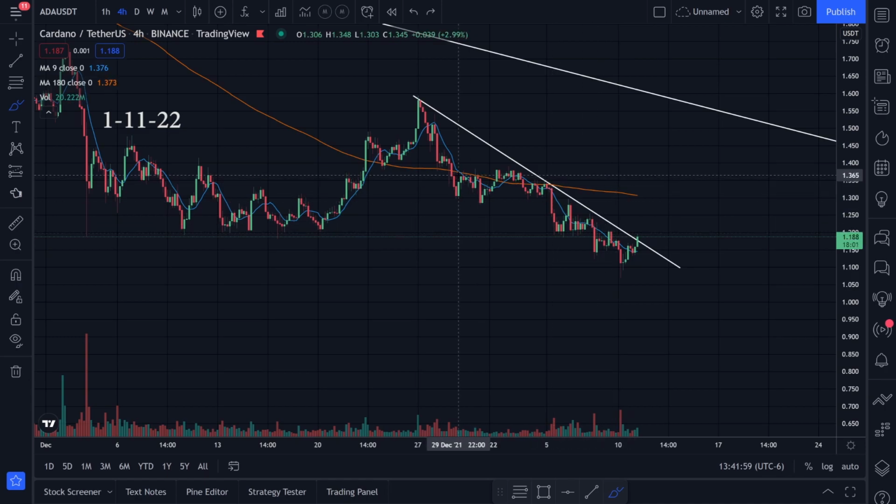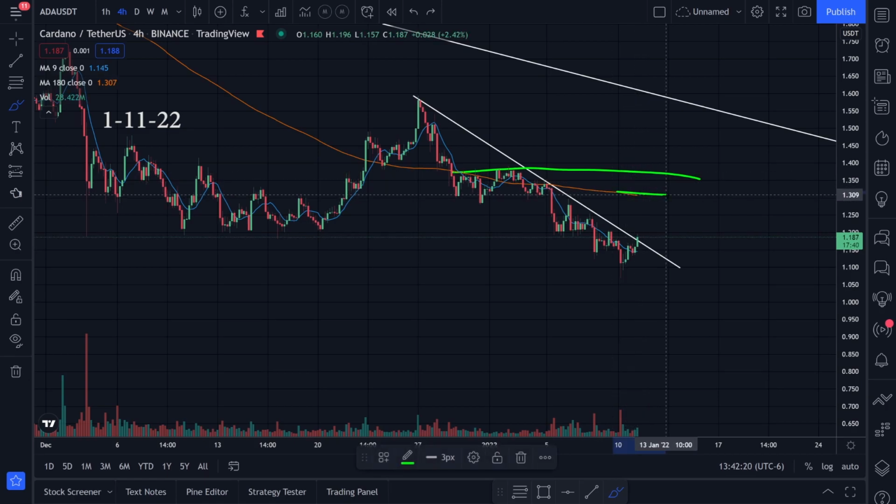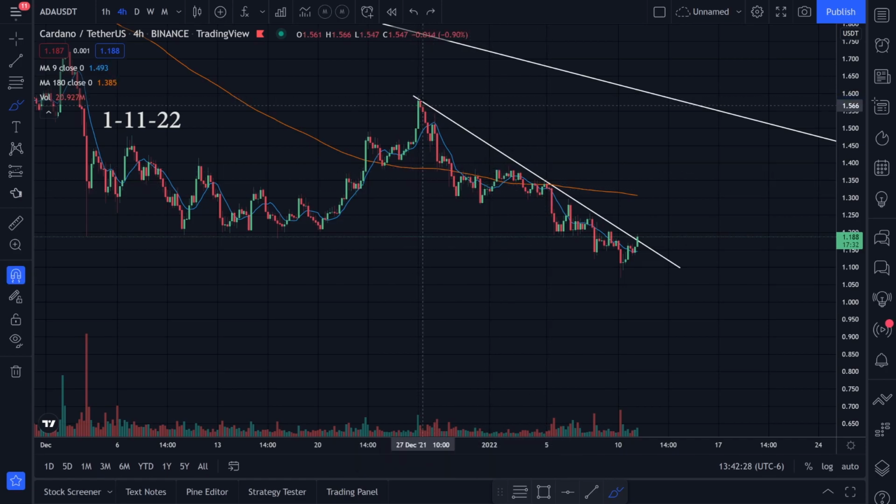Then I think the next level we'd be looking at is maybe something right here, sitting around 138. There's a little bit of resistance, something like that. And then the top over here is something like 158. So let's see what happens if we could come up to this level right here. We also have this 180 moving average. This is a little bit lower. This is one sitting around 1.30. So let's see what happens at 130, and then at like 138, and then let's see if we could hit 158 in general.